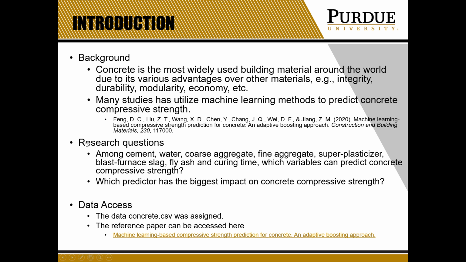The research questions are, among all these 8 variables, which variables can predict concrete comprehensive strength? And among all these 8 variables, which predictor has the biggest impact on the concrete comprehensive strength? The reference paper can be accessed here.